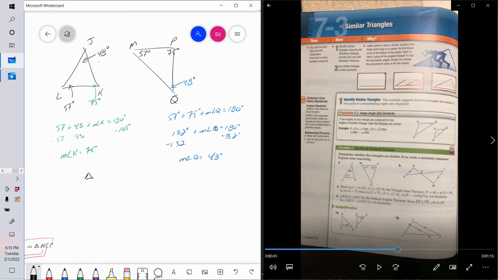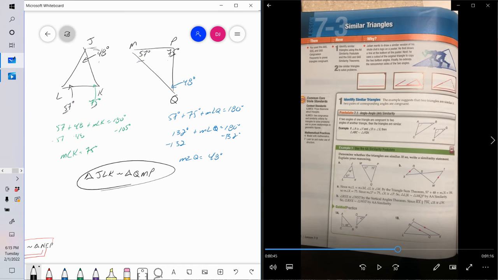Now to write my congruent statement, I'm sorry, not congruent statement, my similarity statement, triangle JLK is similar to, and now here, you ready, Caitlin? We need to make sure that this lines up. Angle J is 48 degrees. That's going to correspond to angle Q. Angle L is 57 degrees. That corresponds to angle M. And angle K is 75 degrees, which corresponds to angle P. And so there's my similarity statement. Okay.